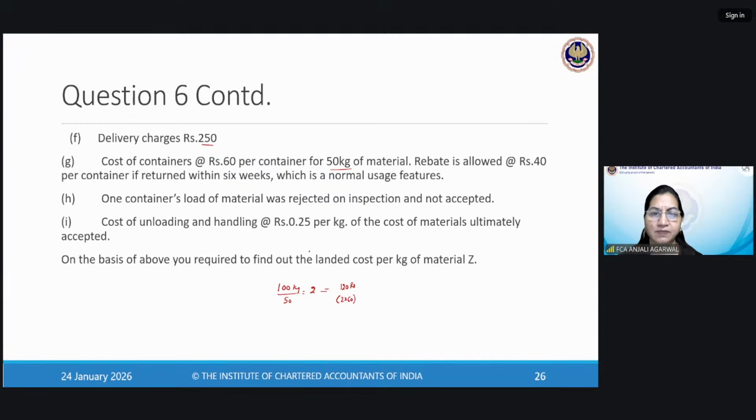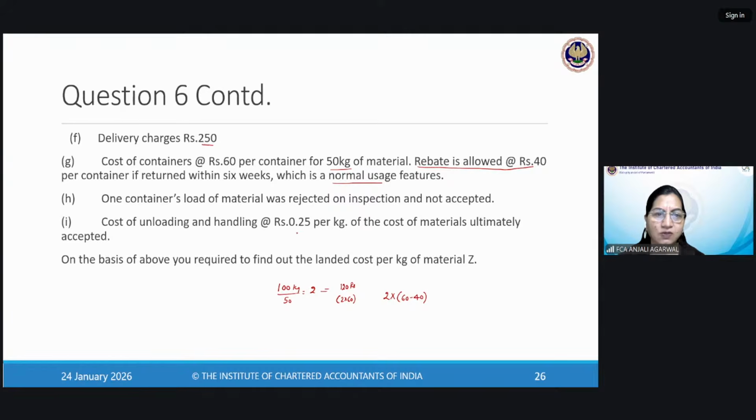However, sometimes these containers are returnable also. Here we can see a rebate is allowed at the rate of 40 per container if returned within 6 weeks. And this is normal. That means you will return the containers. So it will not cost you 60, it will cost you only 60 minus 40, 20 rupees. Okay. So cost of containers is part of the cost, but if they are returnable and it is quite usual to return those containers, what cost you actually bear on the containers, only that should be charged to the product. Then one container's load of material was rejected on inspection and not accepted.